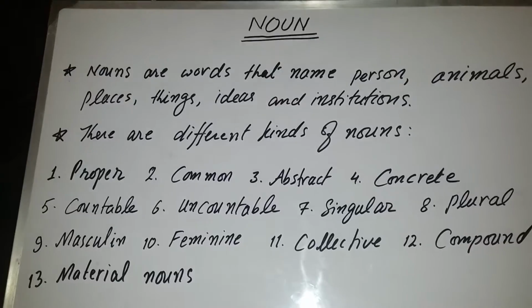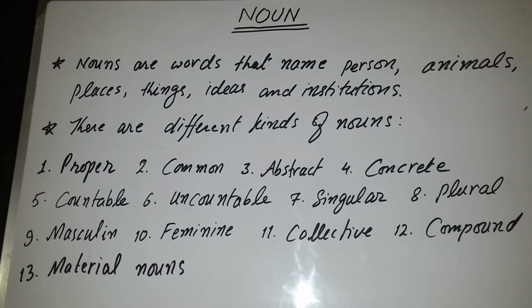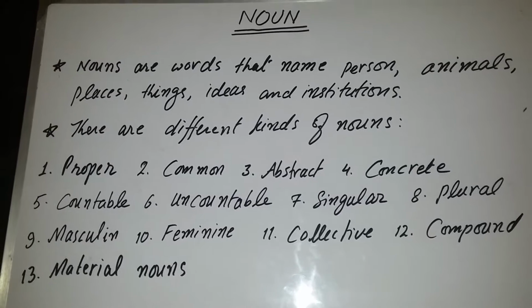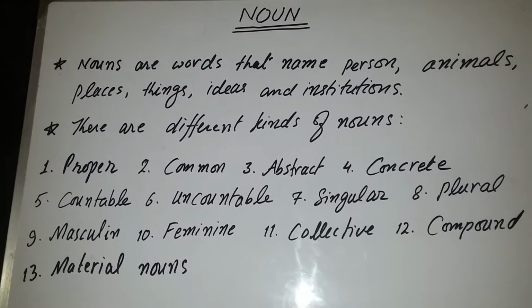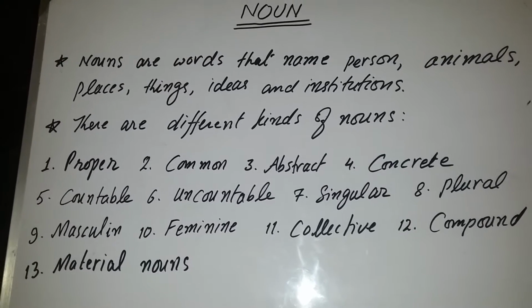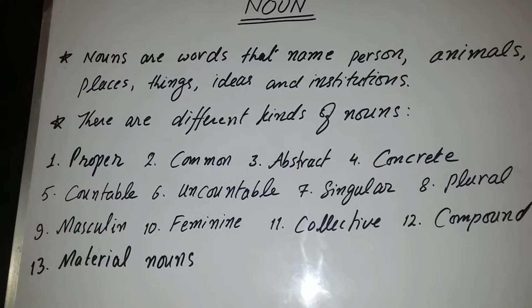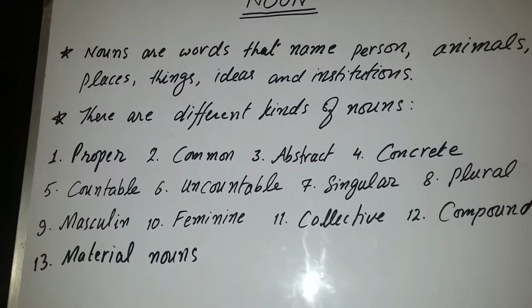Okay students, now first of all the brief definition of noun. Nouns are words that name persons, animals, places, things, ideas and institutions. All these things which carry their name will be called nouns. Now there are different kinds of nouns.